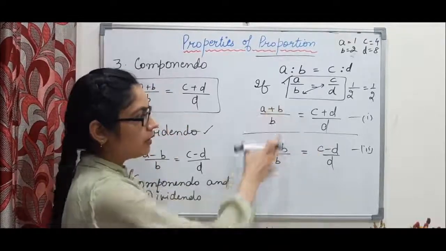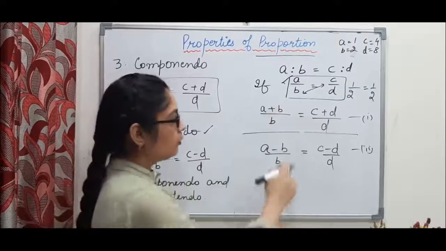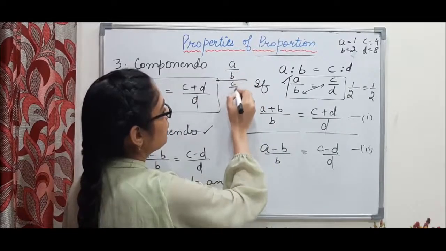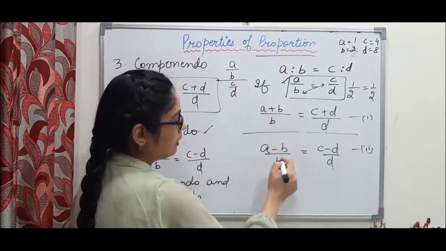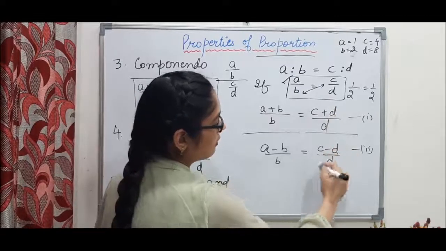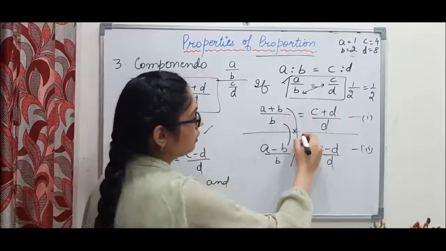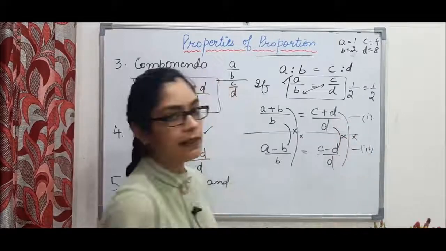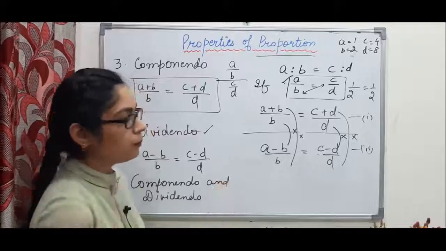So we have to make it a simple result. See, we are dividing, so this becomes like two fractions getting divided. If two fractions are divided in this way, A by B divided by C by D, then the inner ones get multiplied and the outer ones get multiplied. Same way here also we will do. So I am just showing you how we get the result of componendo and dividendo.